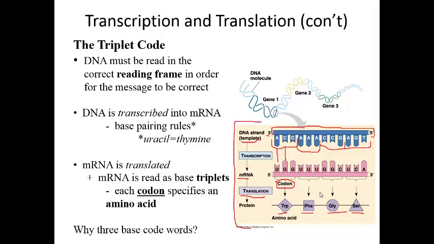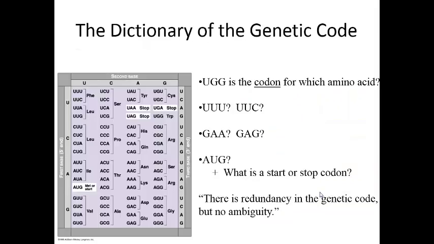How do we know what codons go with what amino acids? Here we see the dictionary of the genetic code. It tells us the different codons and the different amino acids that they code for.